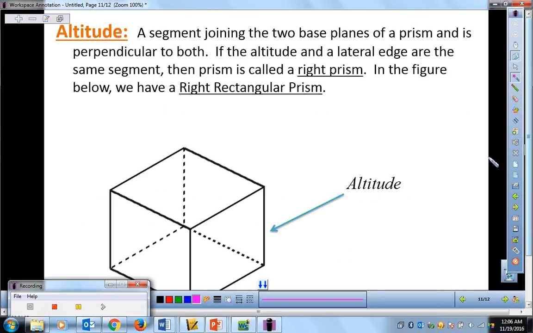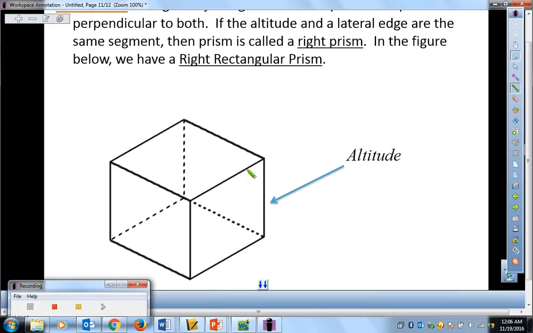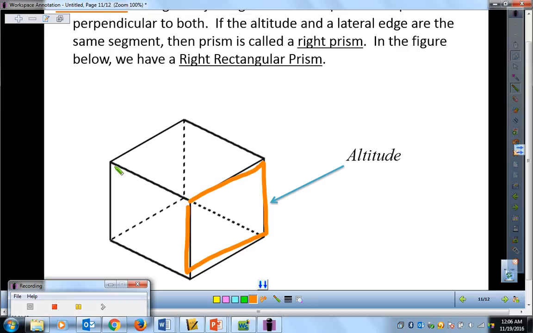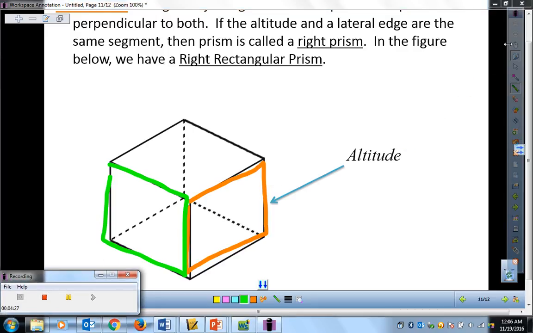If we went around, and again I'll highlight this, here's one lateral face. We'd have to take the area of that lateral face and add it to the area of this lateral face, and the one back here and the one over here. That would take some time.